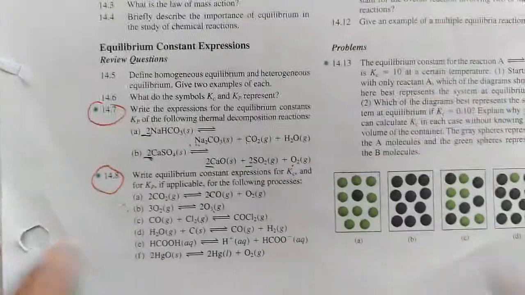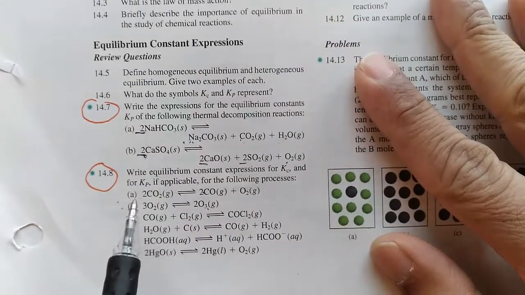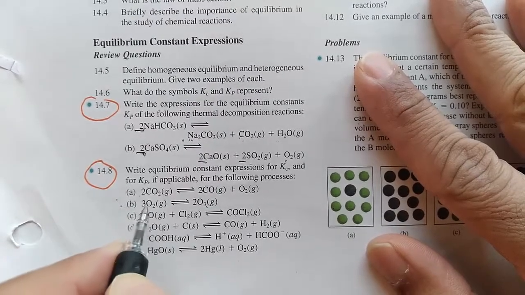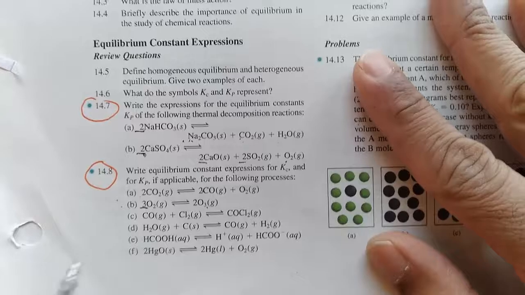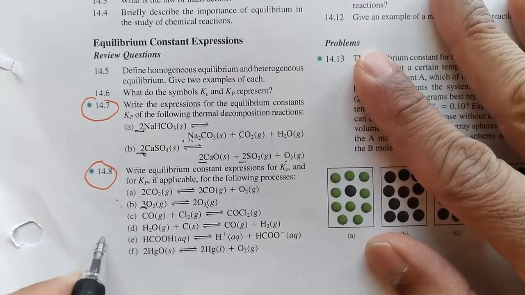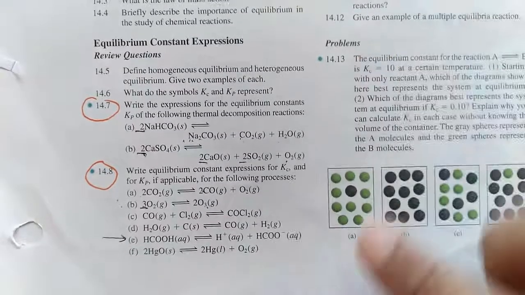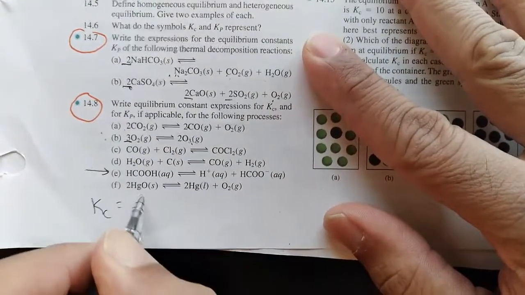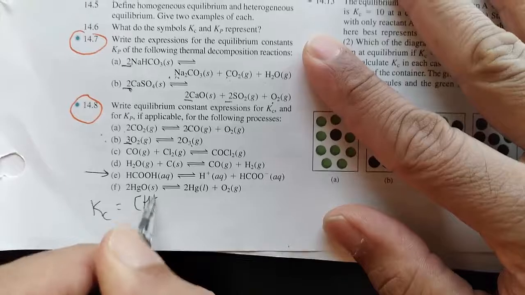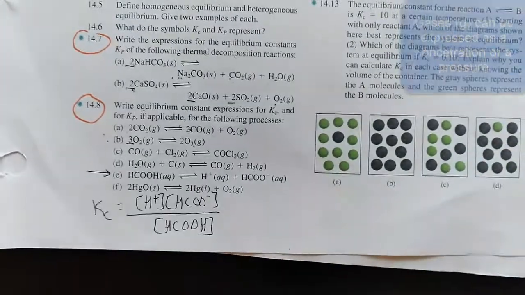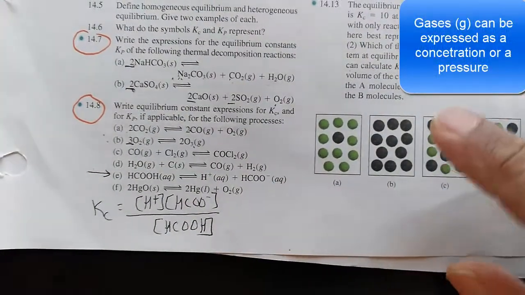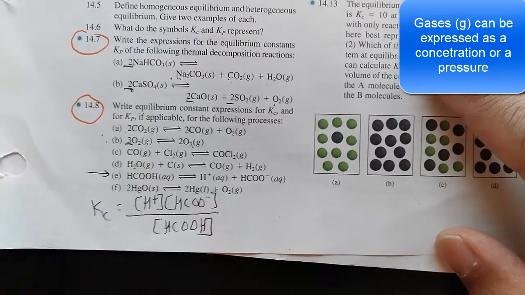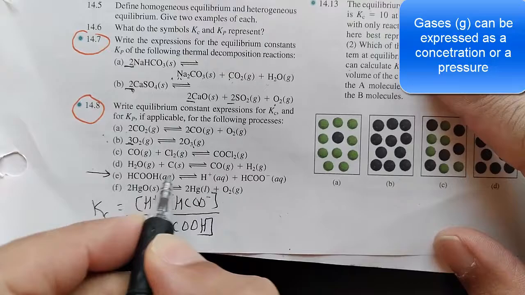So all of these can have a Kc concentration or Kp pressure. Don't forget the exponents here, so that's going to be cubed. The only thing here that's a little bit different would be this one. These are aqueous, so this will only be expressed in concentration. So products over reactants. Part E will only be in concentrations. Gases, again, can be in concentrations or pressures. And again, don't forget we omit solids.